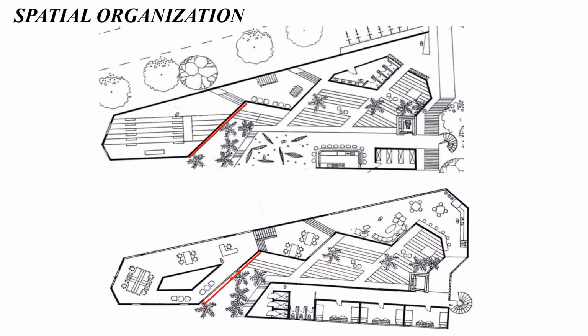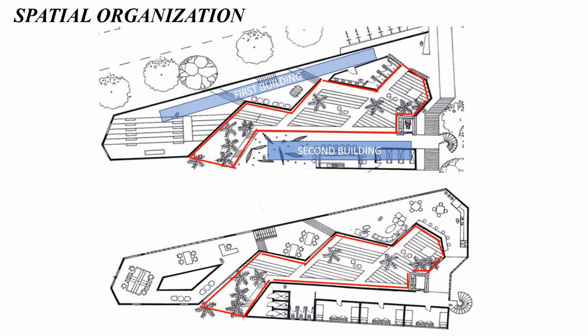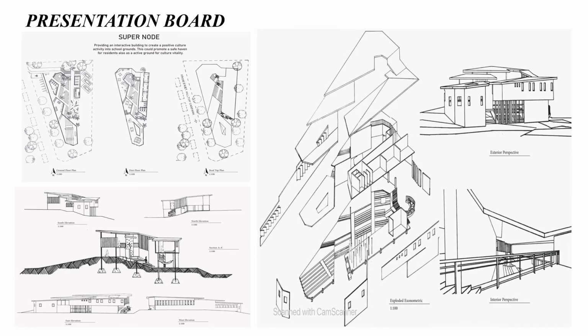For the spatial organization, the courtyard acts as an adjustment space that allows its own function, but at the same time, it connects both buildings to allow permeability, but also becomes a separation for the first building and the second building, and the semi-public and private area. And last but not least, this is my presentation board.